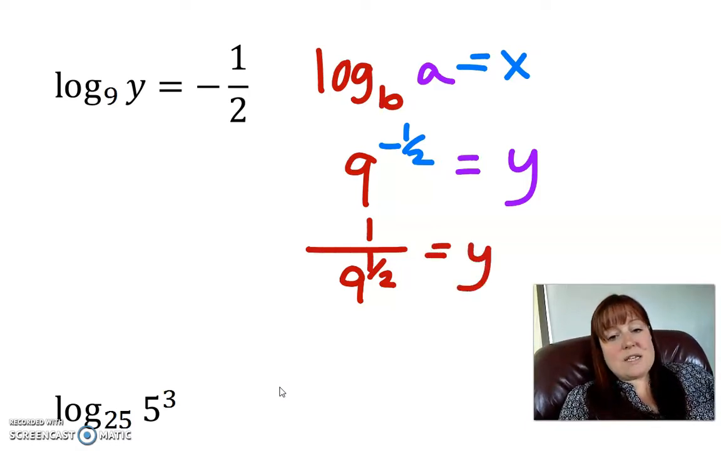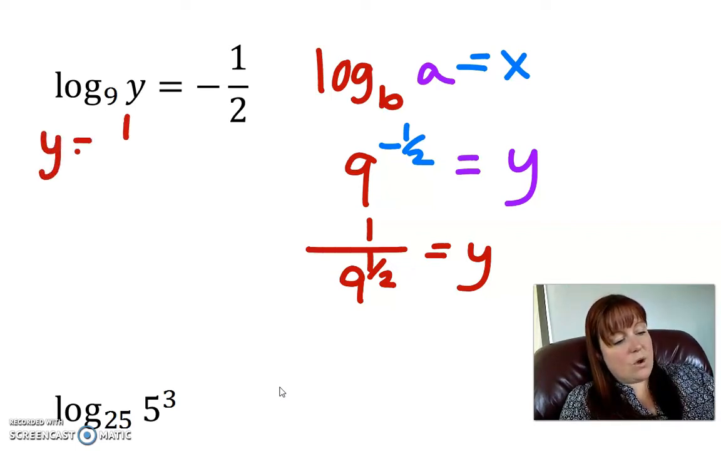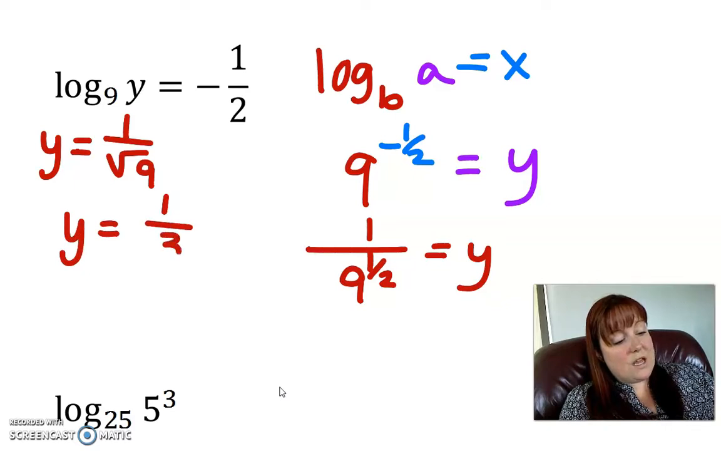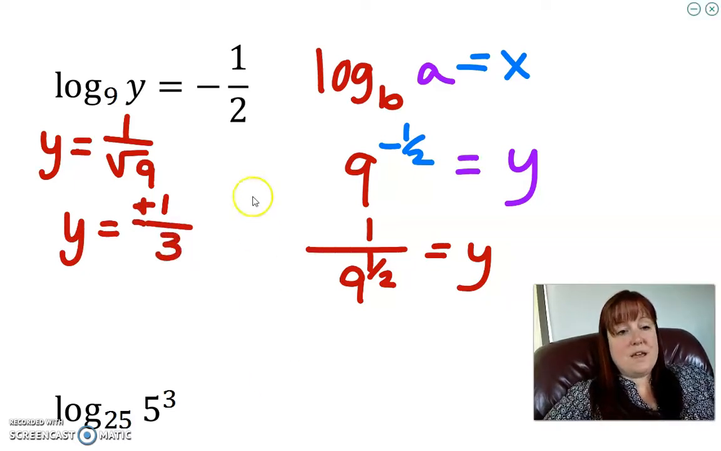Okay, and then what does 9 to the 1/2 mean? It actually means the square root of 9, right? So this is the same as y equals 1 over the square root of 9. And what is the square root of 9? Well, it's plus or minus 3. Okay, so I have plus or minus 1/3, right? Because I just took the square root of 9, so this is plus or minus 1/3.